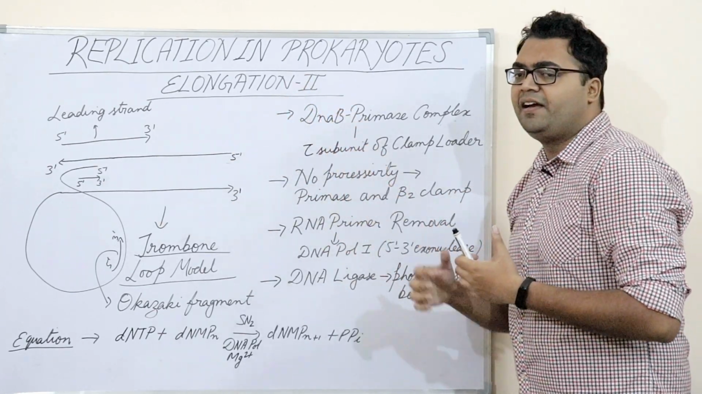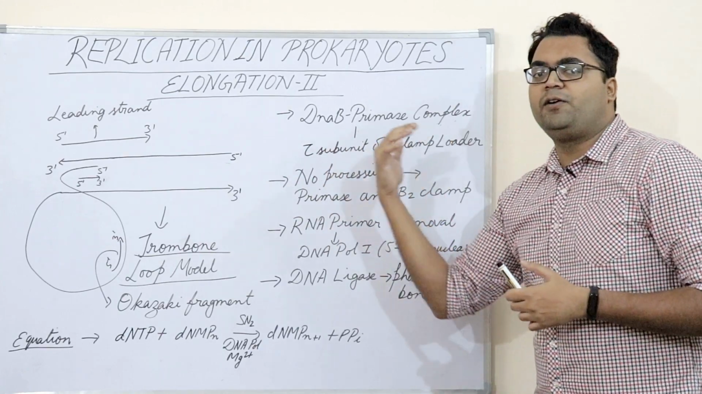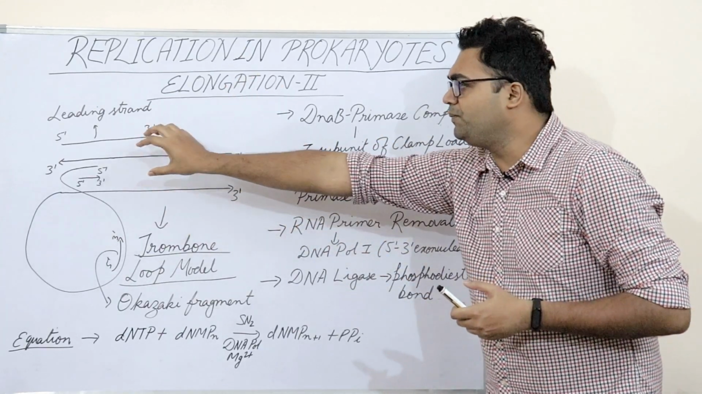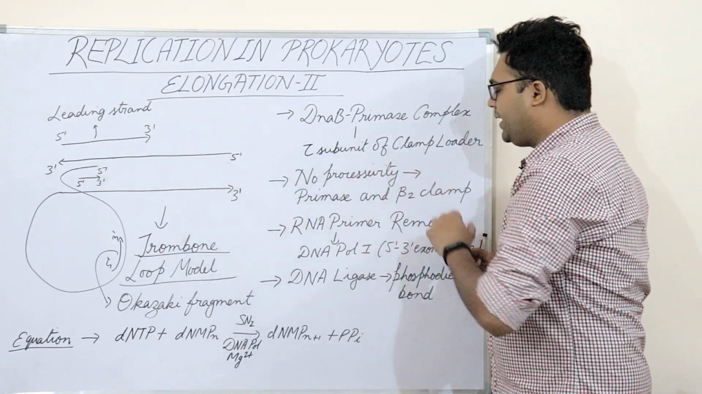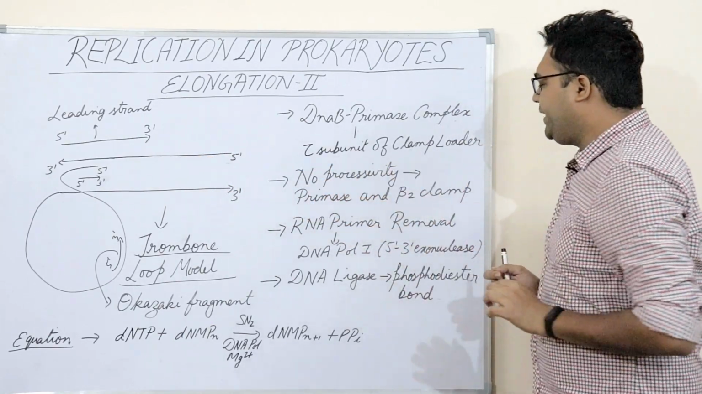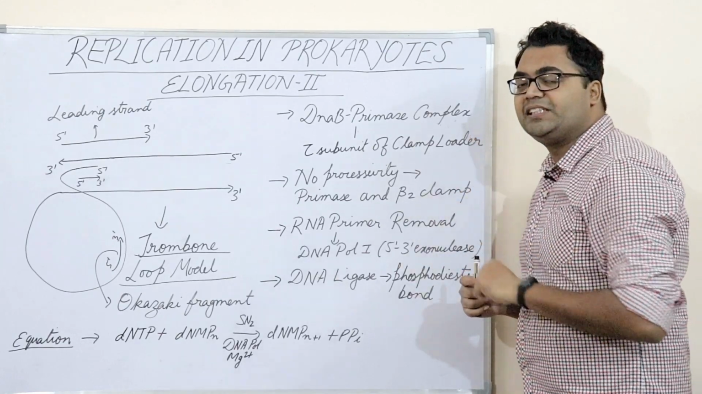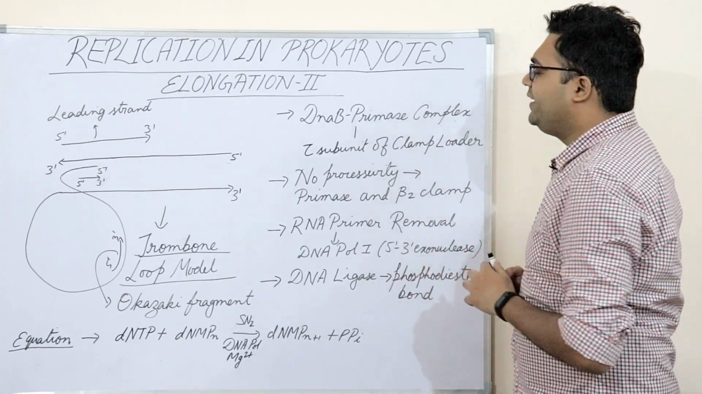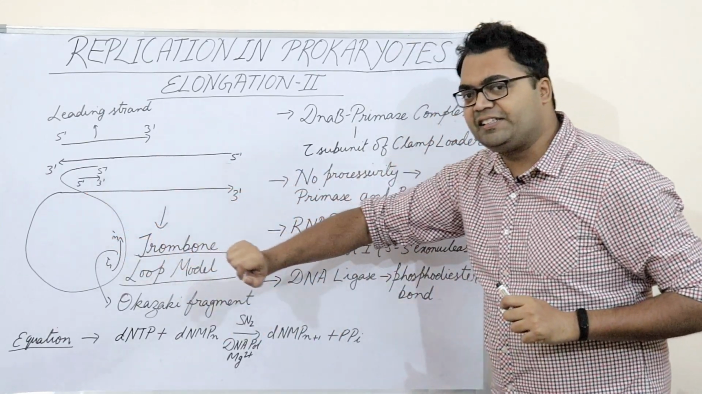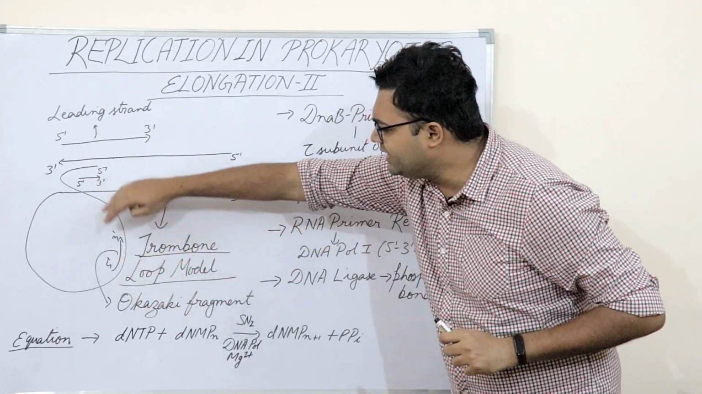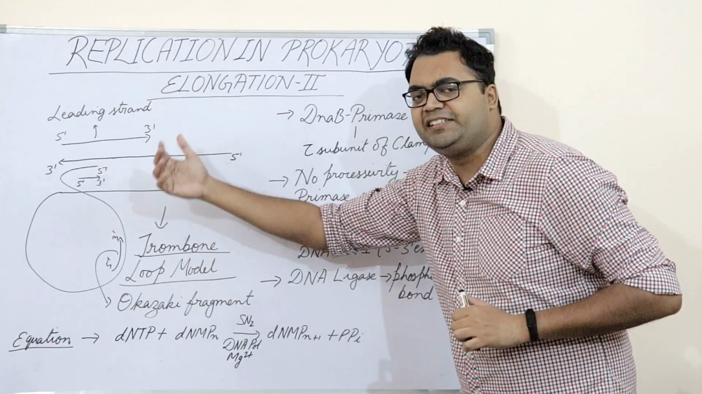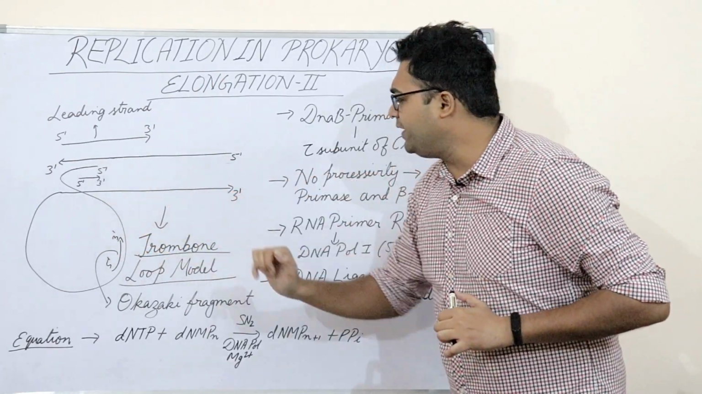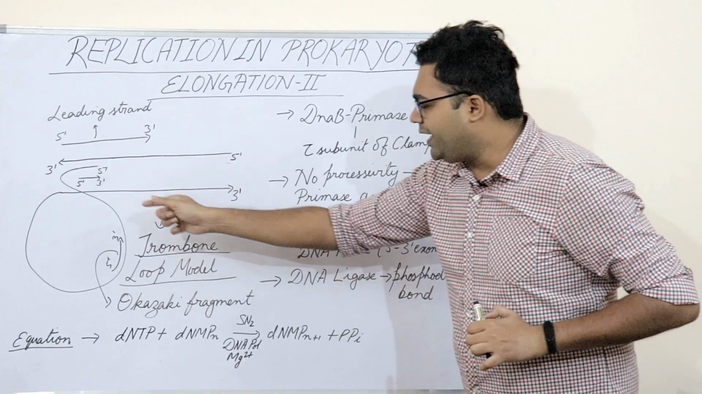What is processivity and how does it prevent the falling off of DNA polymerase 3 from the template strands? Now, DNA primase and the beta 2 clamp do not possess processivity. What does it mean? In the lagging strand synthesis, you can see the synthesis has to be discontinuous. It has to be reinitiated again and again. So every time the primase needs to attach again.